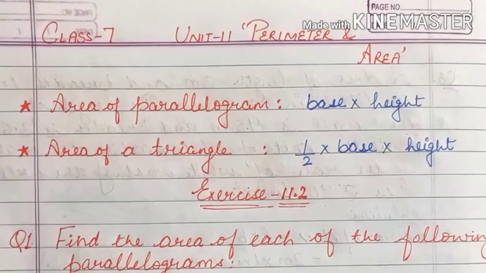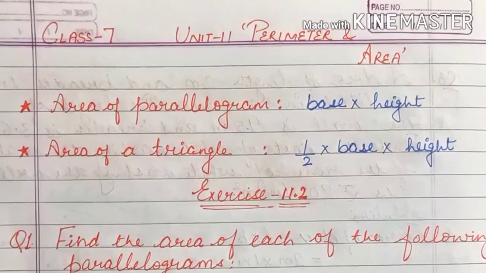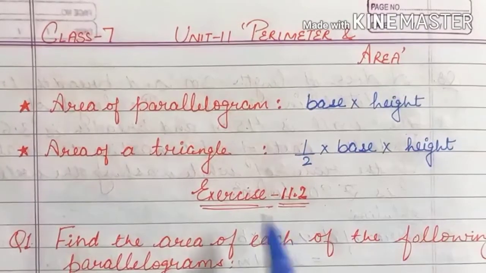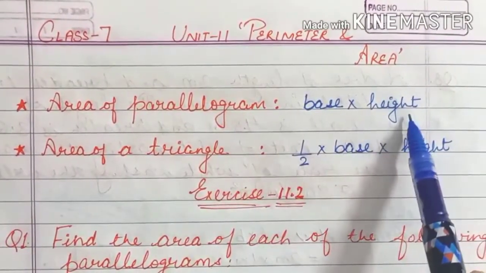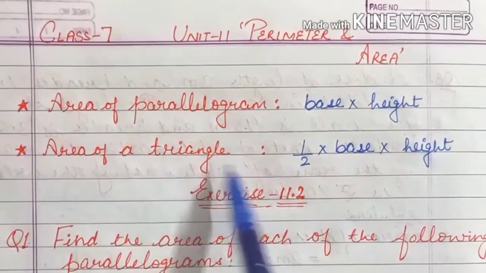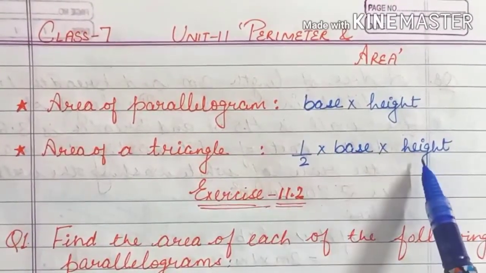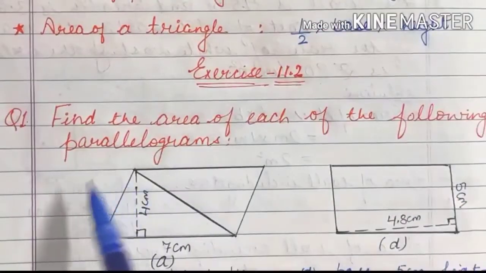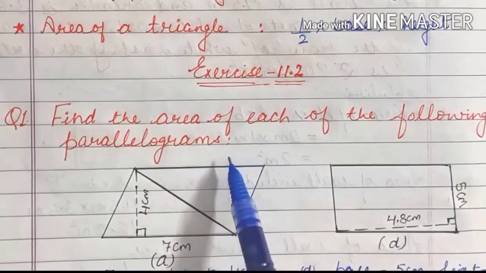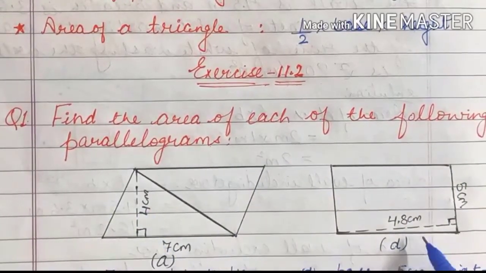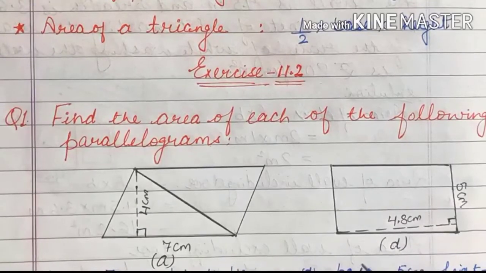Hello students, today we will start exercise 11.2, and it is based on area of parallelogram and area of triangle. So let's see first what the formulas are. Area of parallelogram is base multiply height, and area of triangle is half multiply base multiply height. In question number 1, we are given some figures of parallelograms, and we are to find the area of each of them.